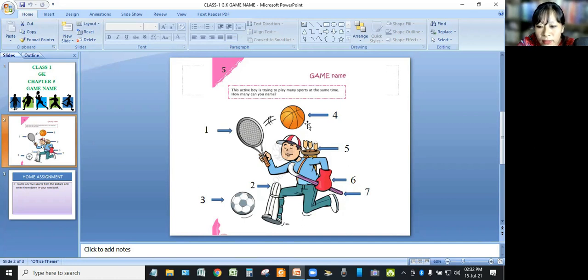Now let's look at picture number 5. Picture number 5 shows an archery. Archery is a game or sport using a bow to shoot arrows. The materials required for archery are arrows, bows, bowstrings, chest guard, etc.